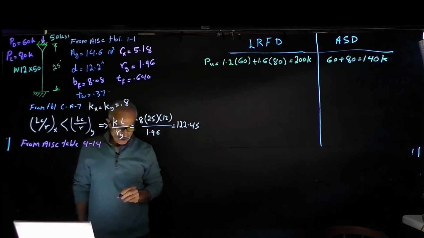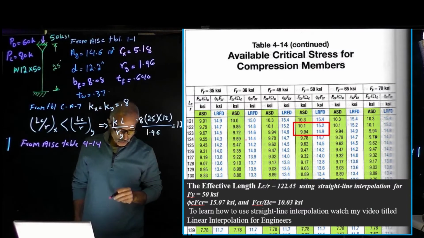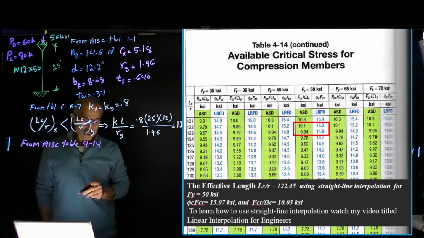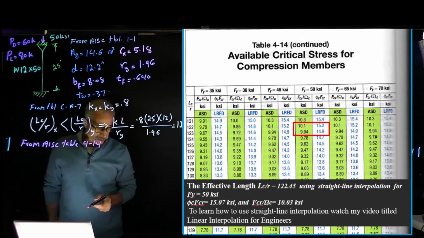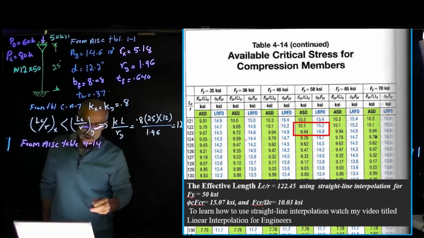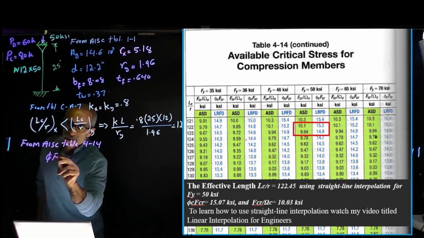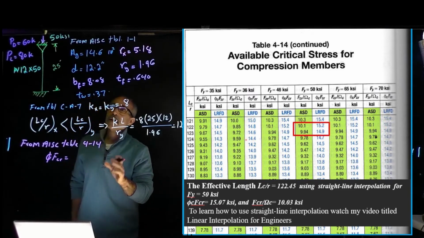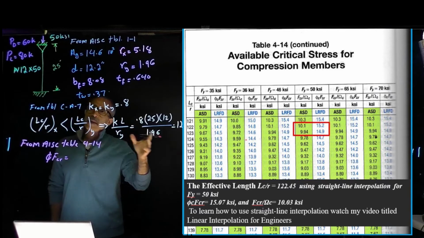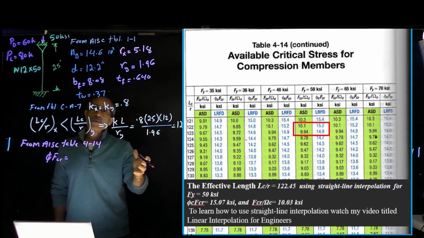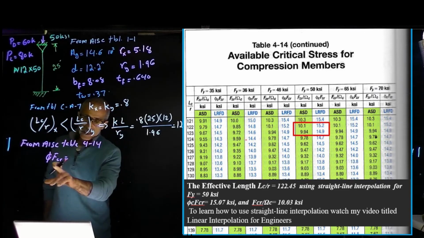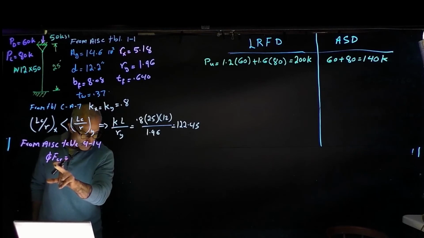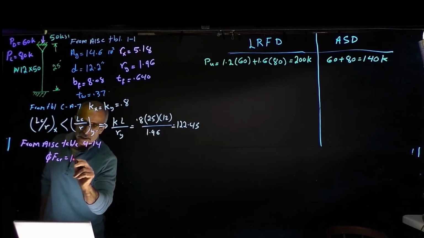And then we have to go ahead and interpolate between those two numbers and figure out the phi times FCR, for both allowable stress design and for LRFD. So we're going to have a phi FCR by interpolation. And if you know how to do interpolation, I got a link down in my video. Go ahead and watch one of my videos on how to do linear interpolation. So I'm not going to waste time here. So phi times FCR becomes 15.07 KSI.